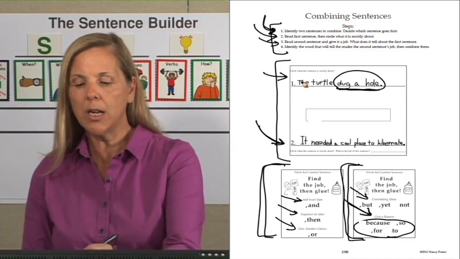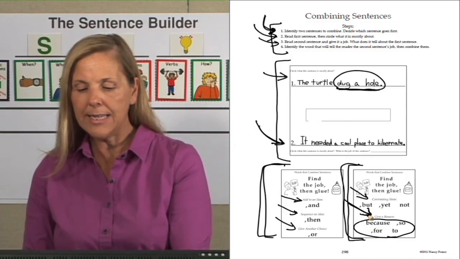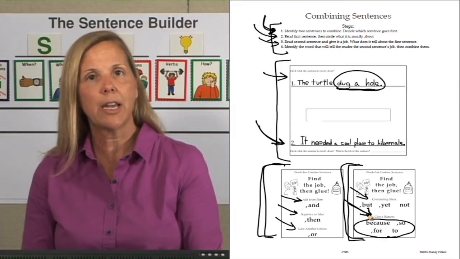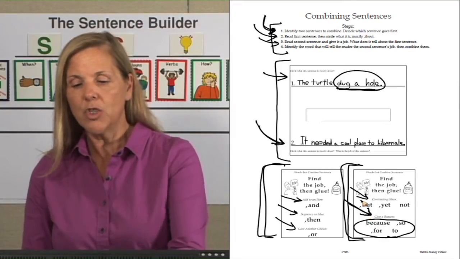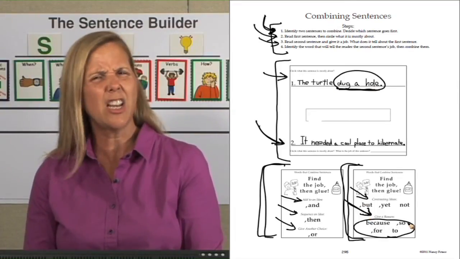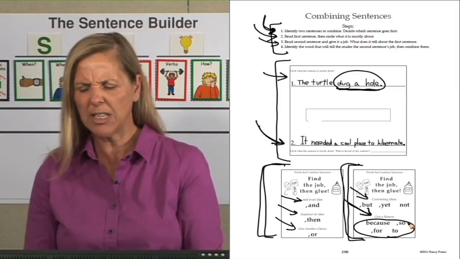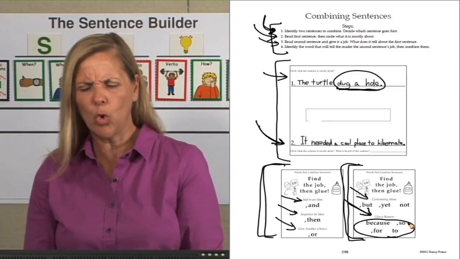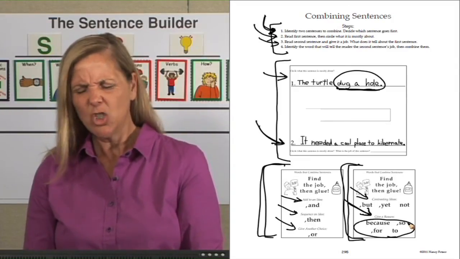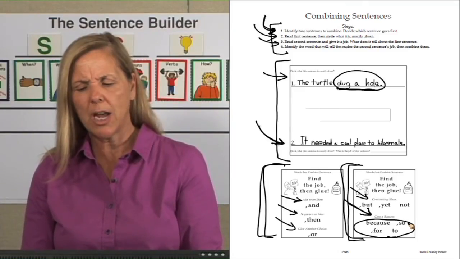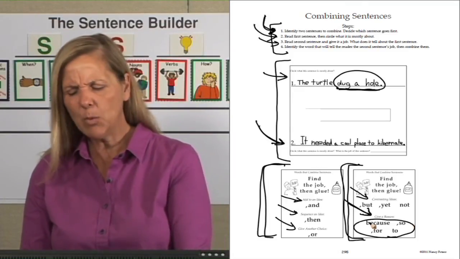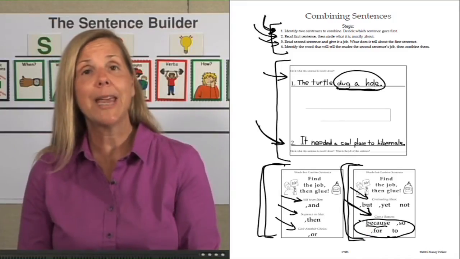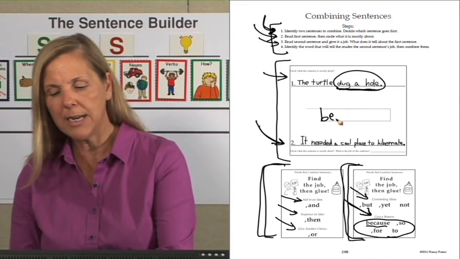The turtle dug a hole because it needed a cool place to hibernate. That sounds good. The turtle dug a hole, so it needed a cool place to hibernate. Doesn't sound right. For, it needed a cool place to hibernate. To, needed a cool place to hibernate. I think we like the word because. That makes sense. We're going to write because here.